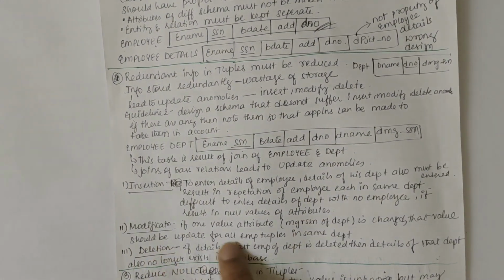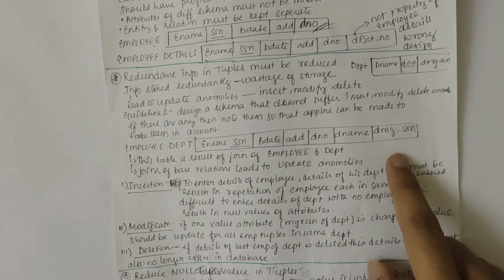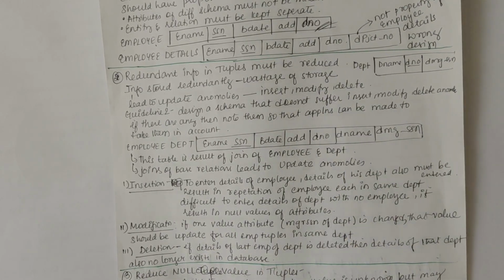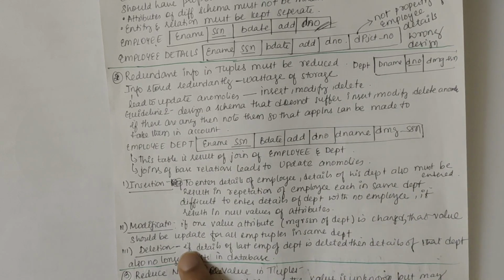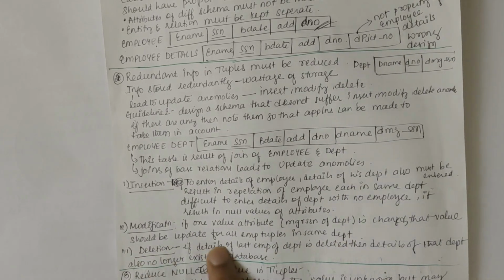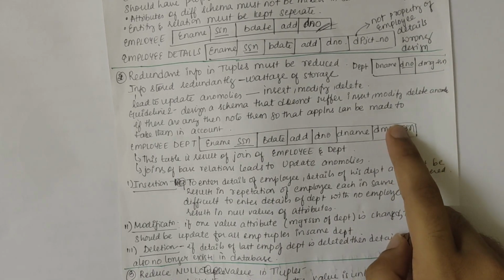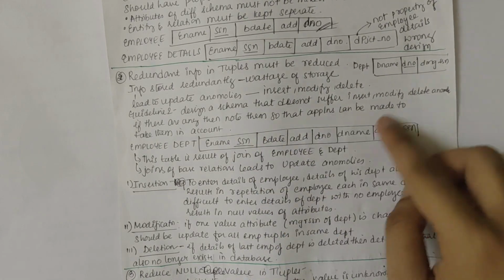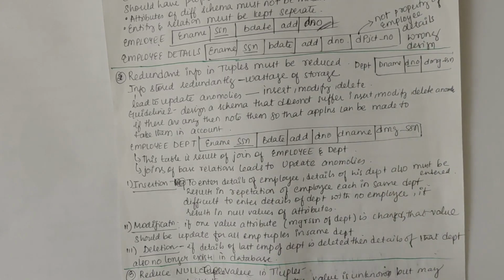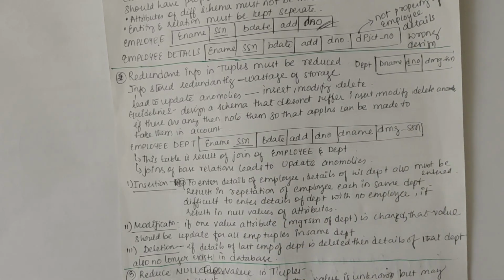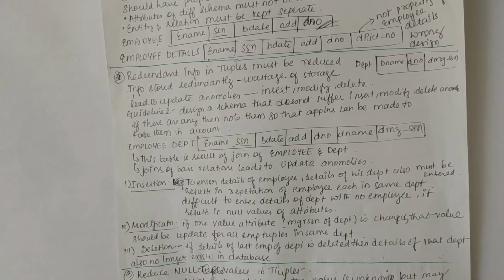In modification anomaly, if one value of an attribute, suppose the manager SSN of a department, is changed, then that value should be updated for all employee tuples in the same department. So if this is changed, then for the employees who work under this particular manager, in those rows also, the values need to be changed or modified. That's what modification anomaly states.